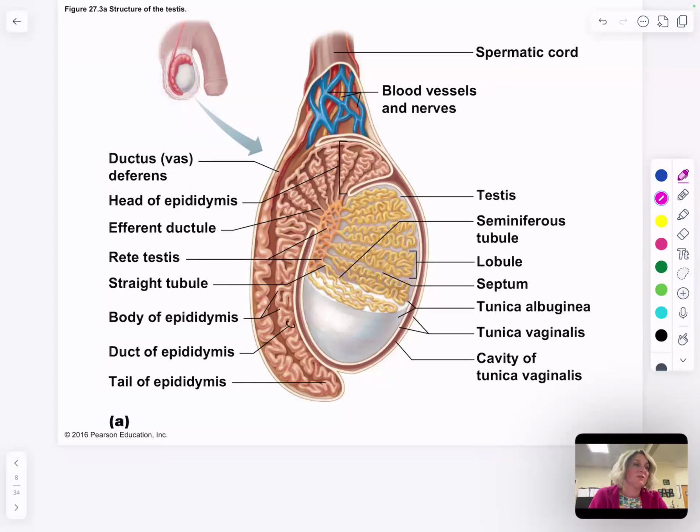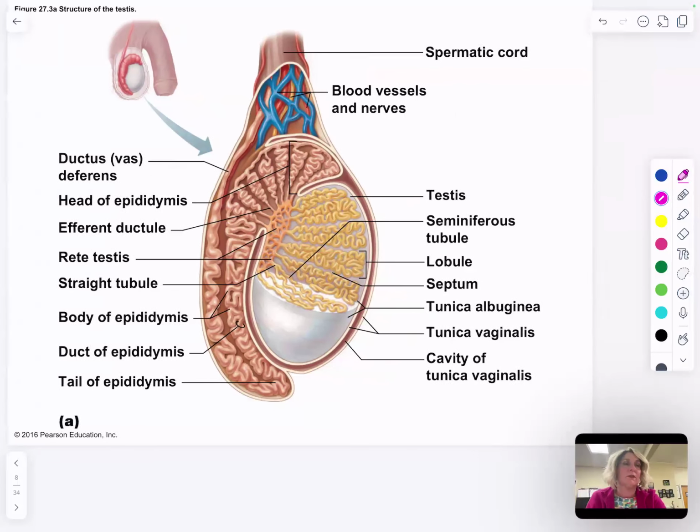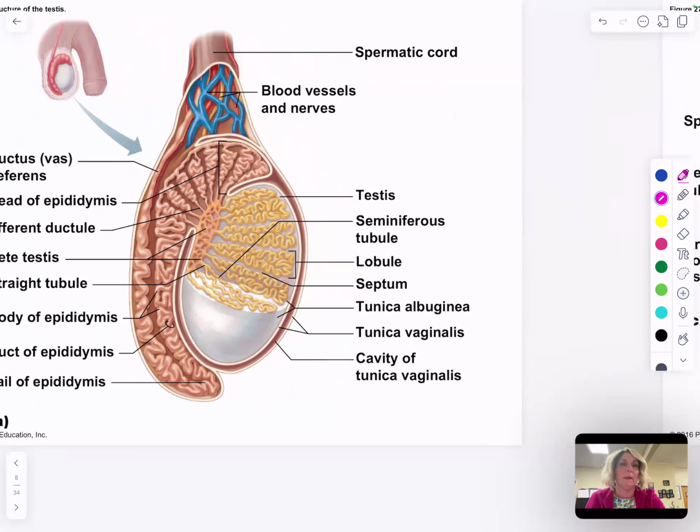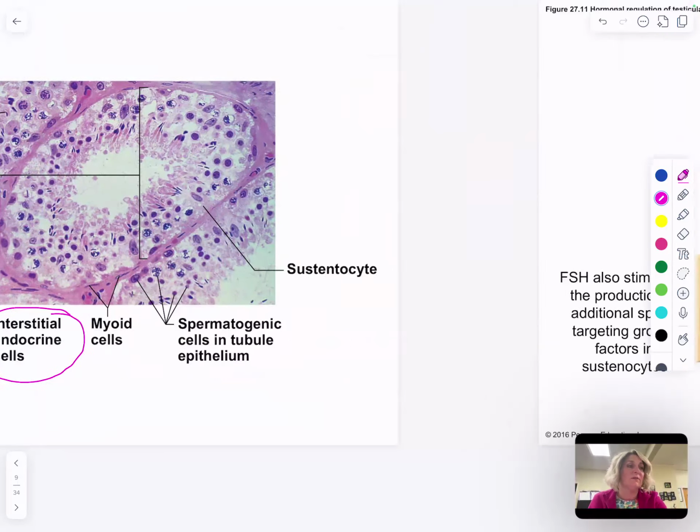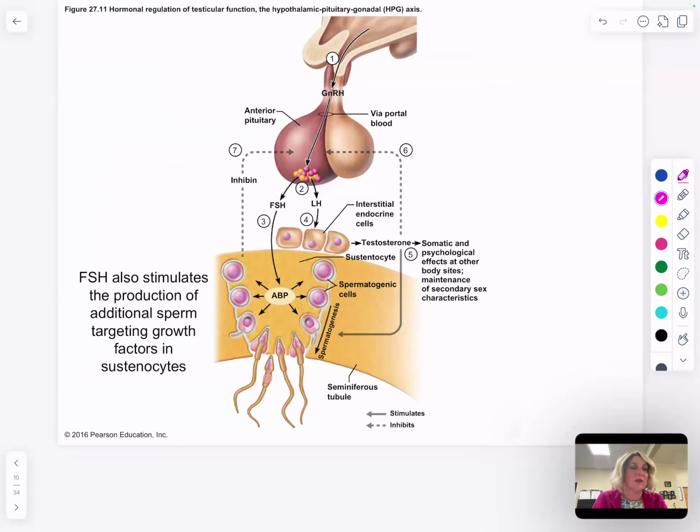Here's a larger look at that. We already talked enough about it, I think. Here's that cell. We talked a lot about that. Remember, the sperm are produced inside the seminiferous tubule, and the interstitial endocrine cells are where testosterone is produced.